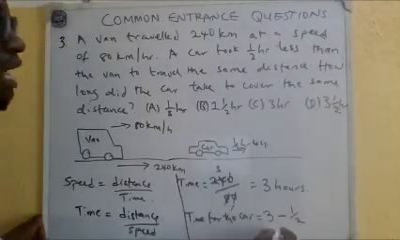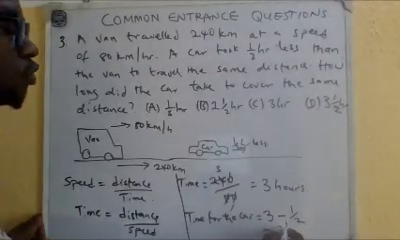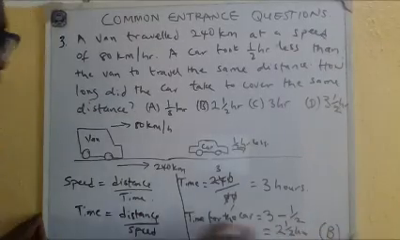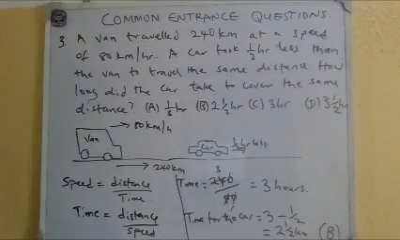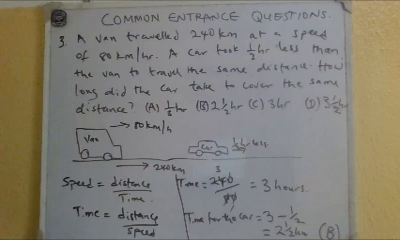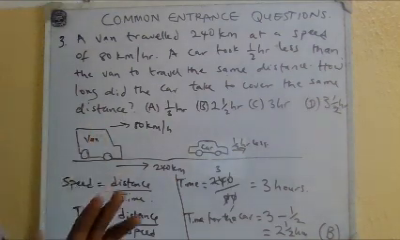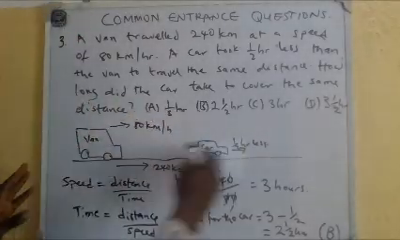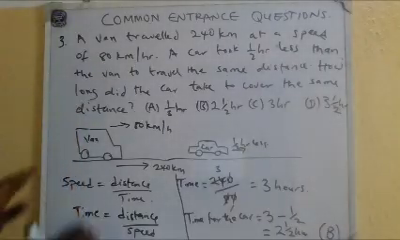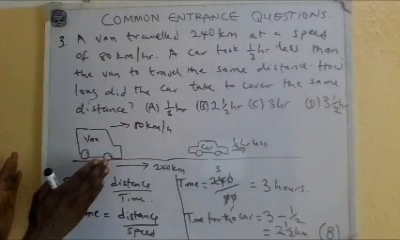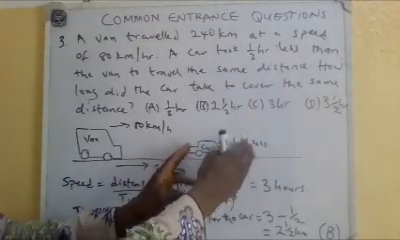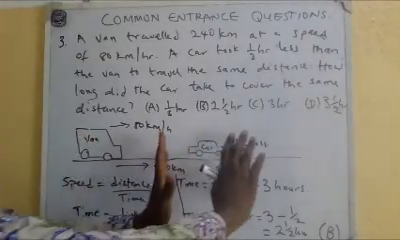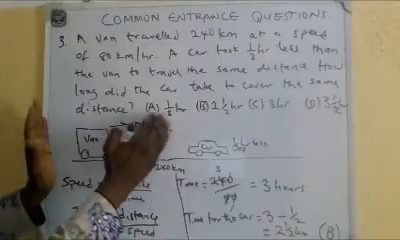So 3 hours minus half is 2 whole number 1 over 2 hours. So the answer is B. B is the answer, 2 whole number 1 over 2 hours. Remember, we were told that this van and the car travel the same distance. That's one thing. They gave you the speed of the van and said that the car used half hour less to arrive. So leave the car first and work on the van.